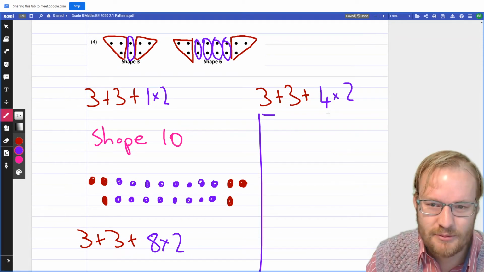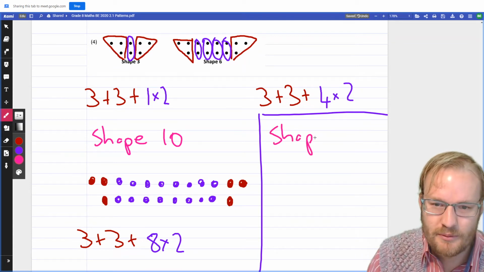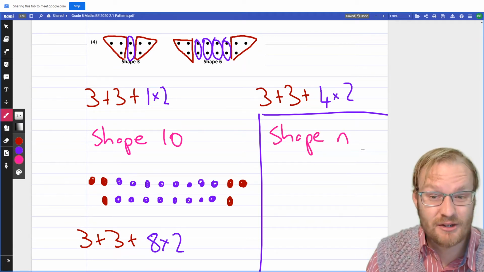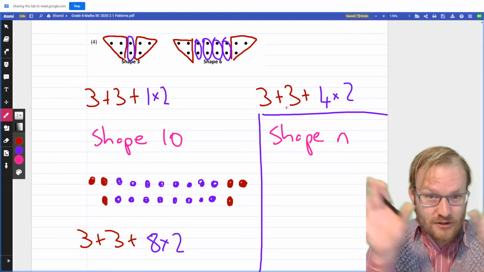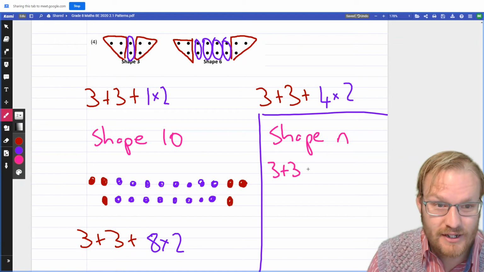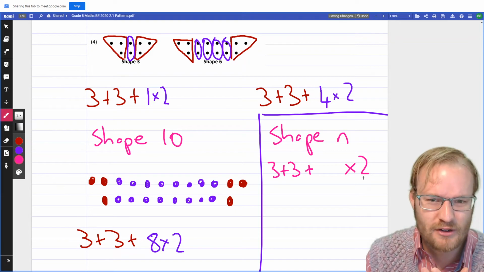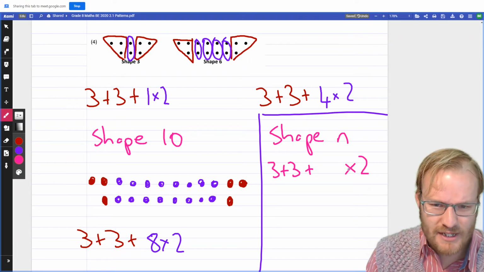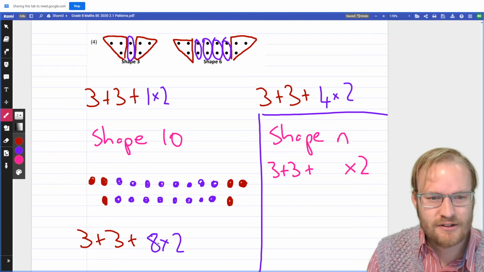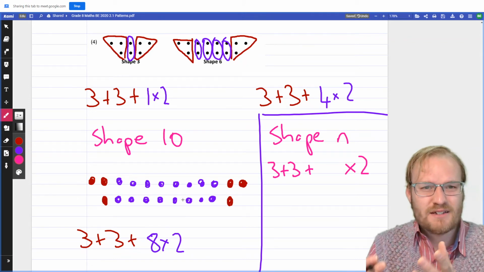And so for shape n, for any shape, we're still going to start with our 2 triangles in the corners. So we're going to go 3 plus 3. And then we're going to go these groups of 2. But how many of these groups of 2 are we doing? We're not doing n of them, because that would mean that for shape 10 we're doing 10 of them. It looks like we're always doing 2 less than whatever the shape was.